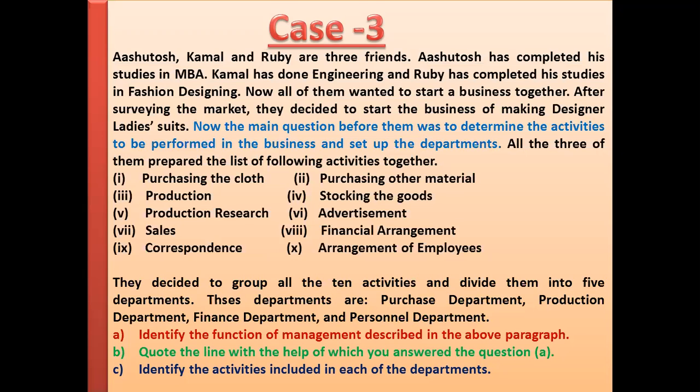See, now the main question before them was to determine the activities to be performed and set up the departments. Now this is the key line, because this talks about identification of work and division of work, and then grouping those activities into departments. So this is the key line. This line we will quote for answer B. When we write answer B, this is the main line that we will be quoting.